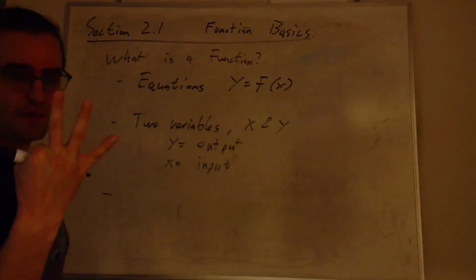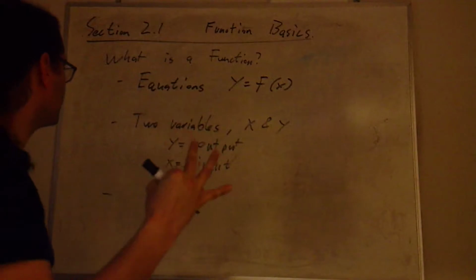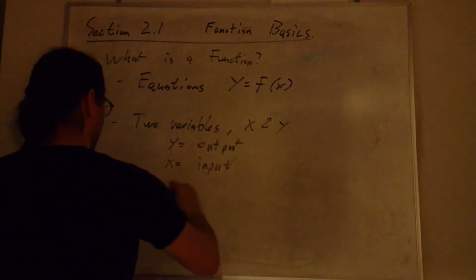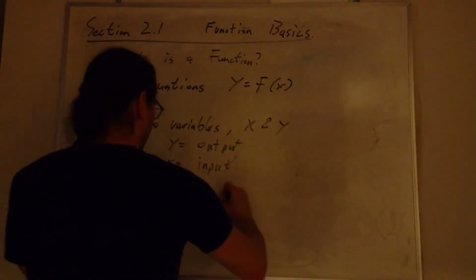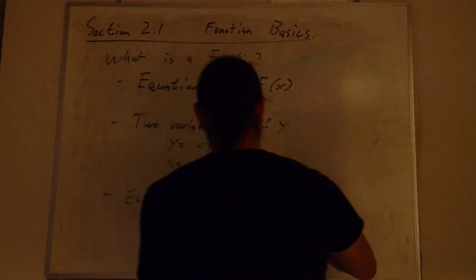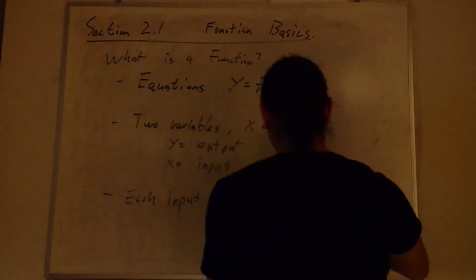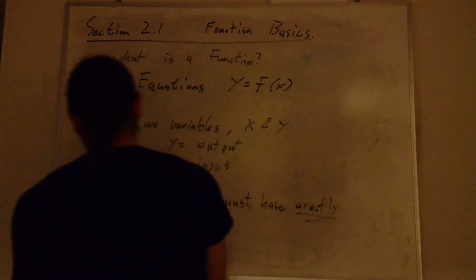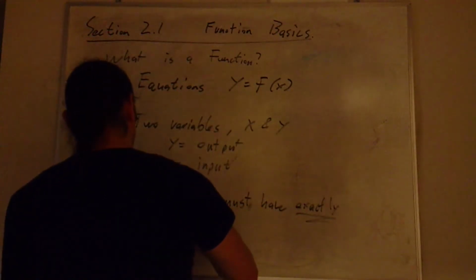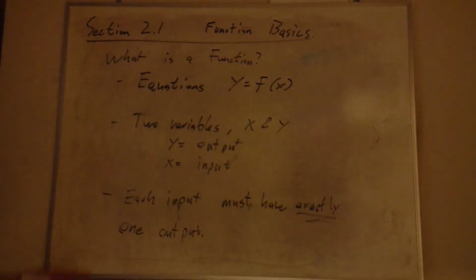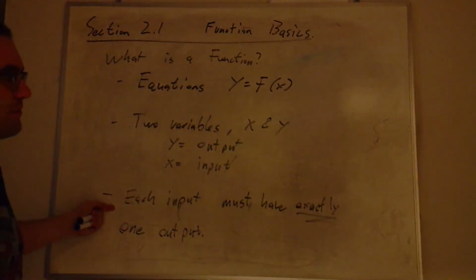The third and last piece you need in order for something to be a function is each input must have exactly one output. This is important for reasons of ambiguity.